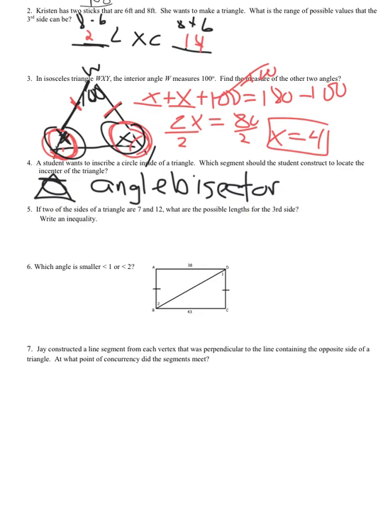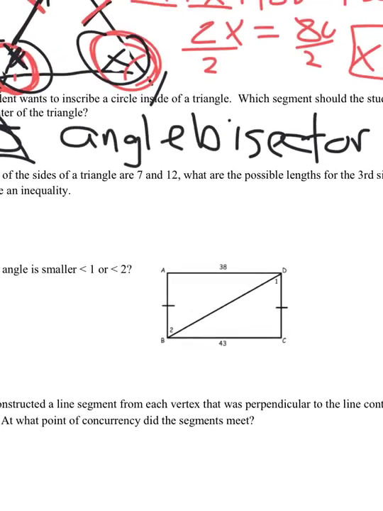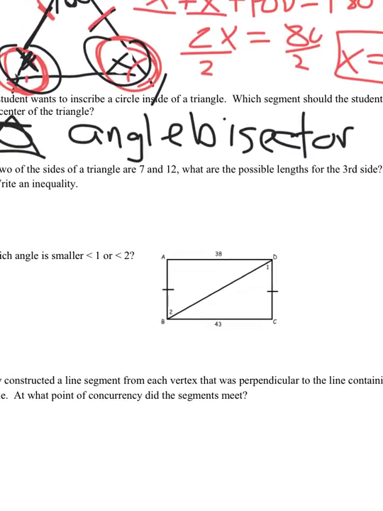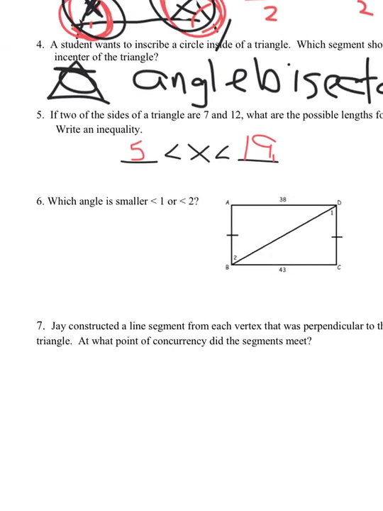If 2 sides of a triangle are 7 and 12, what are the possible lengths of the third side? Same thing as question 2. X in the middle. 12 minus 7, 5. 12 plus 7, 19. You don't always have to write the plus and minus. I do that when I go over problems so you can see it. But I mean, it's really that simple.